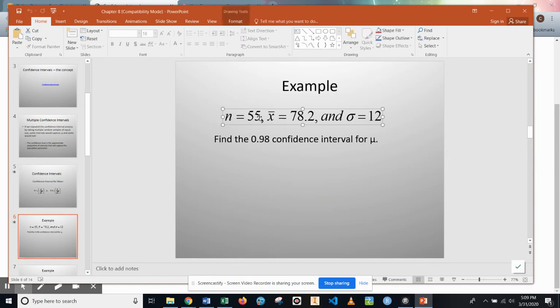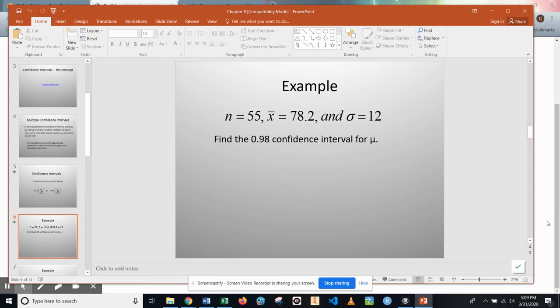So you notice we have the n, the mean and standard deviation. This is sigma, that's the standard deviation. So I know I'm going to use a z-score. So the first thing I need to figure out is what z-score I'm going to have.